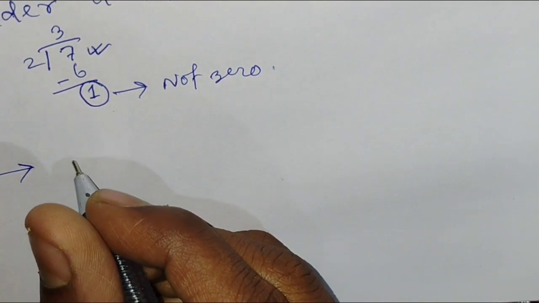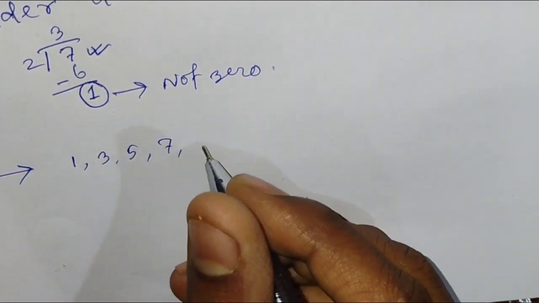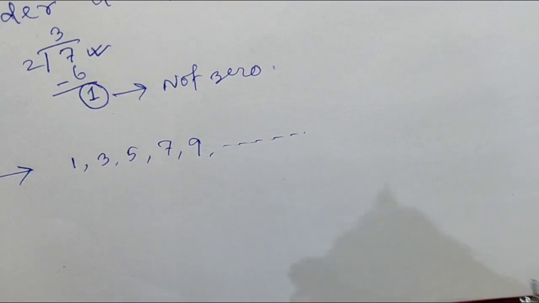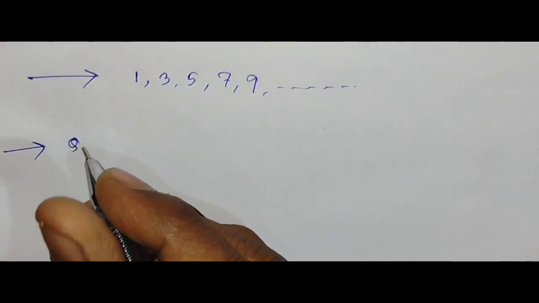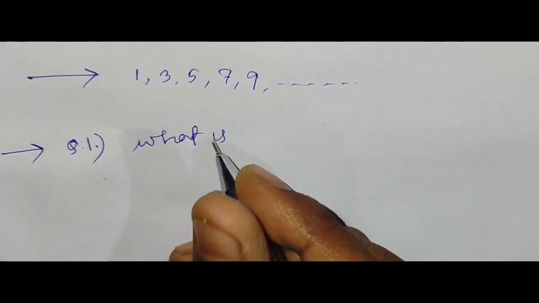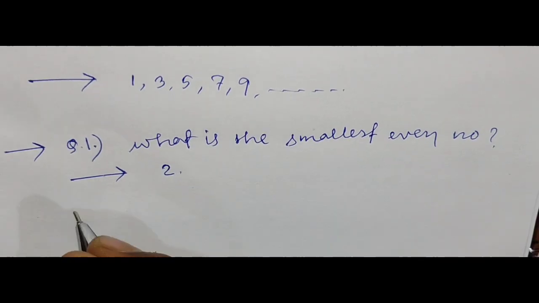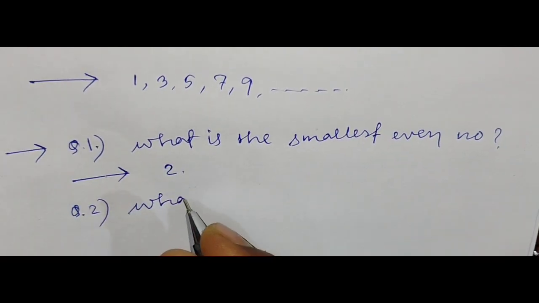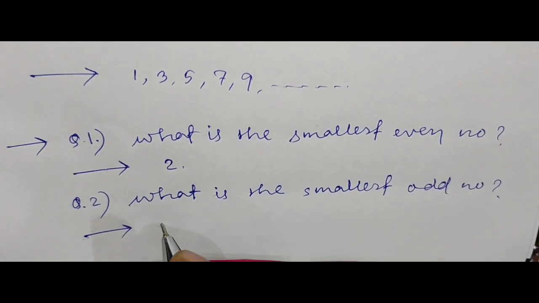So the list of odd numbers will be 1, 3, 5, 7, 9, etc. Now we have two questions. The first question is, what is the smallest even number? The answer will be 2. Second question, what is the smallest odd number? Our answer will be 1.